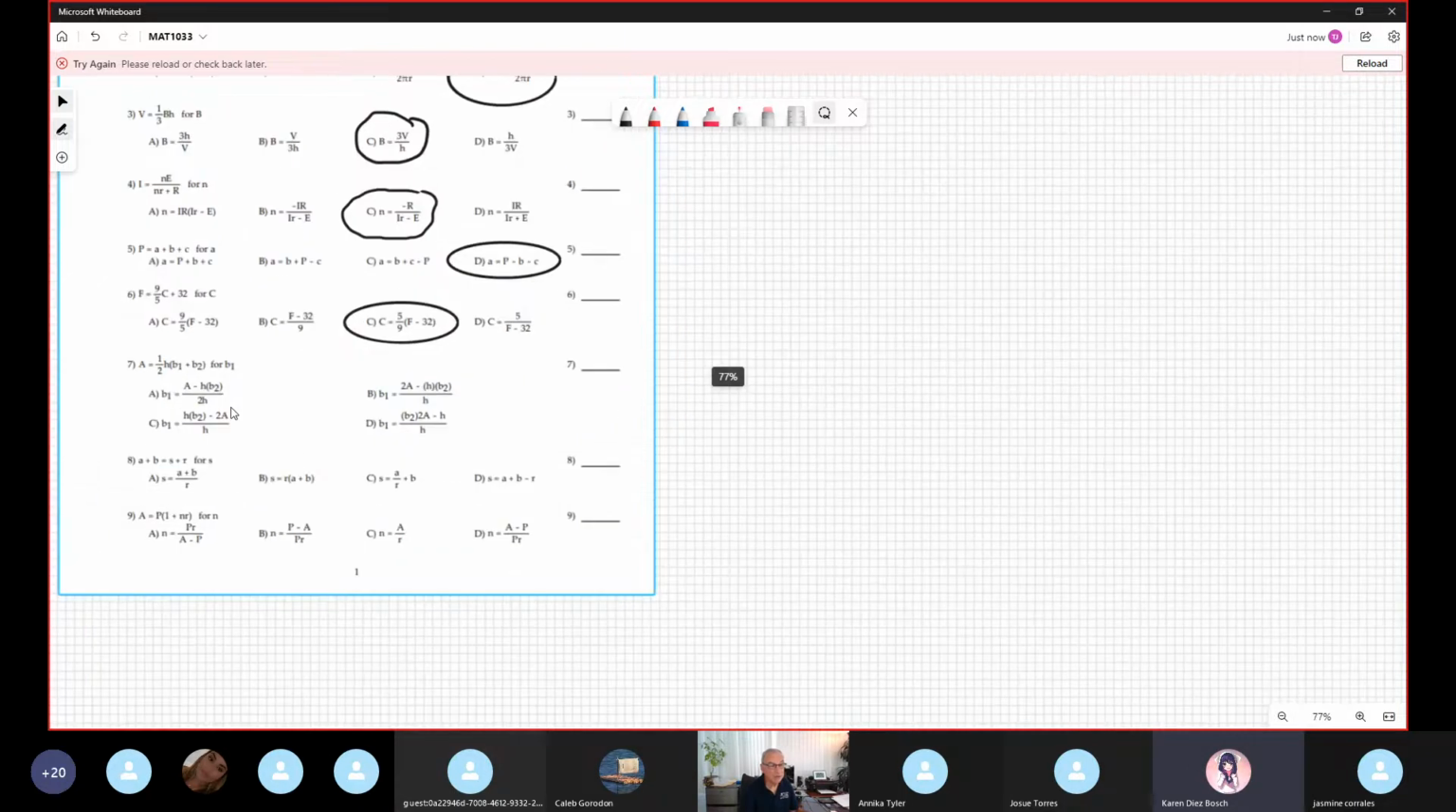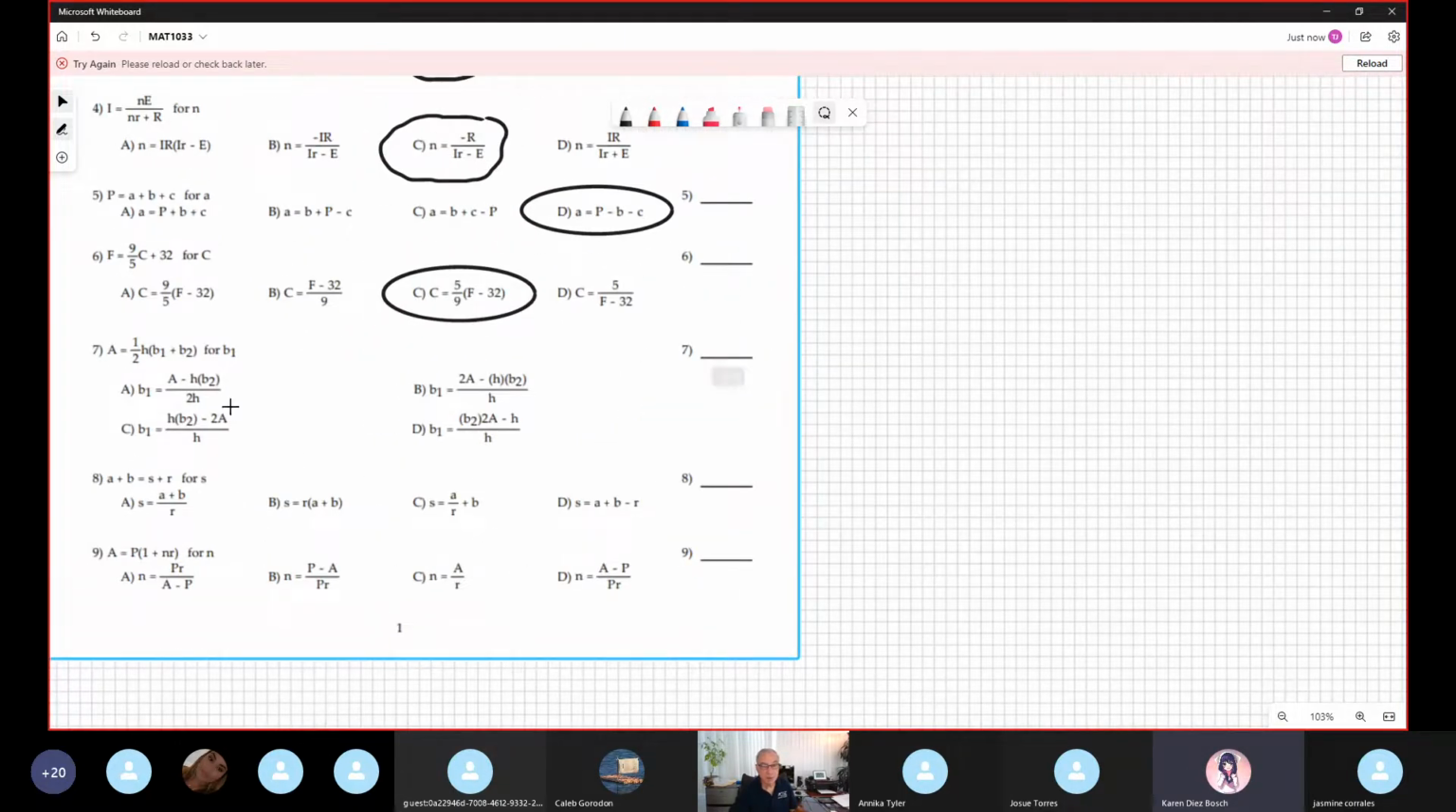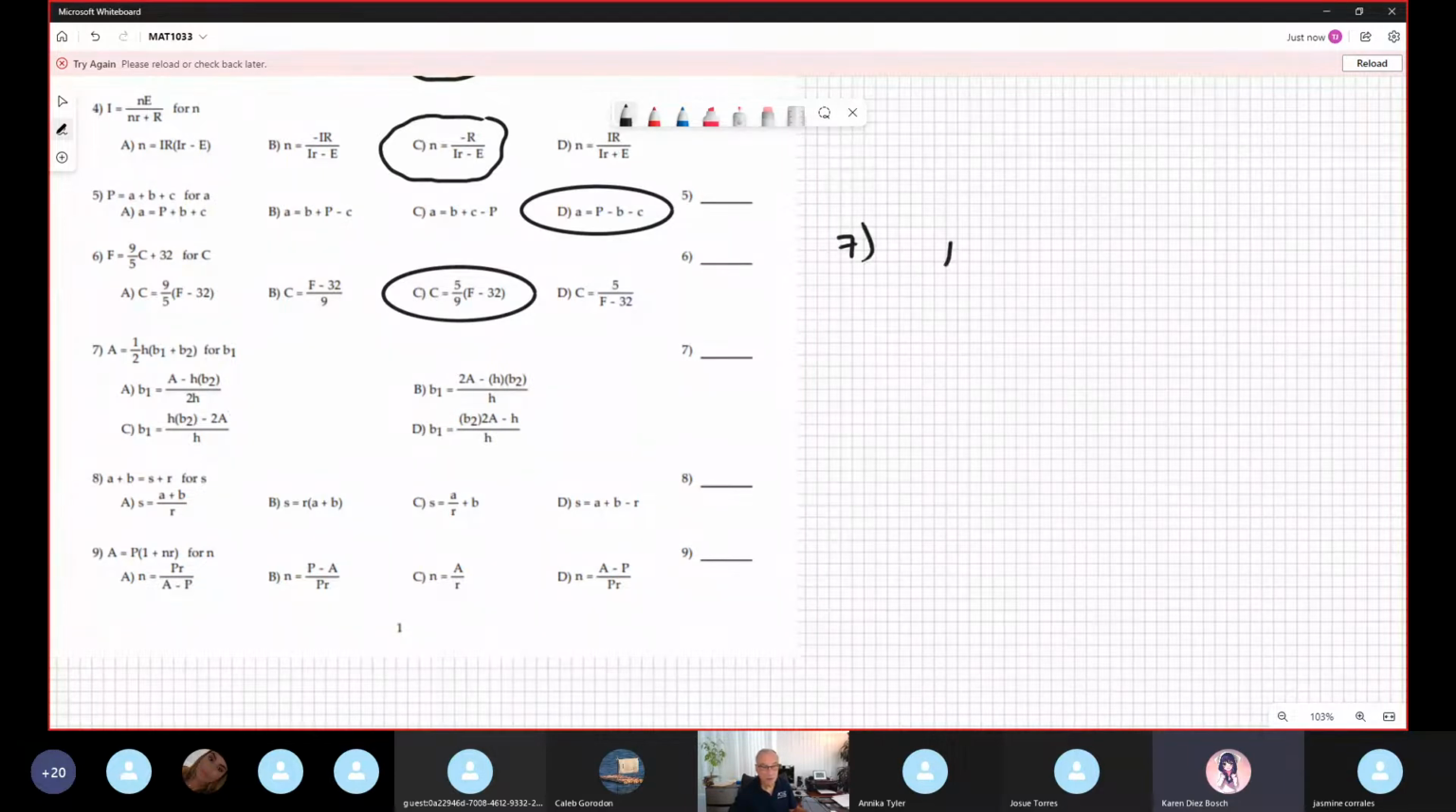Number 7 is: capital A is equal to 1/2 h (b1 + b2). This is a famous formula, and you need to solve for b1. So the important variable I need to isolate is b1. This is the famous formula for the area of the trapezoid.